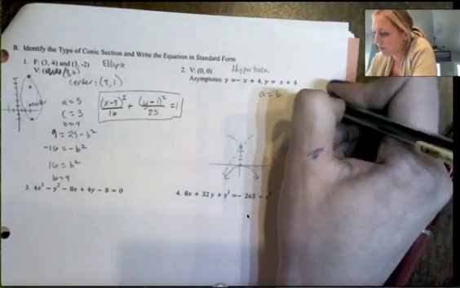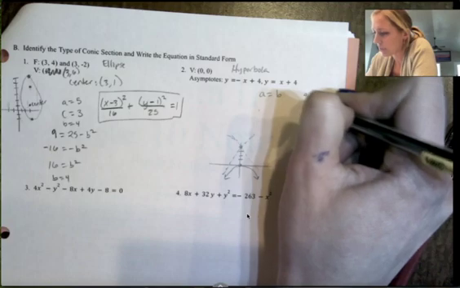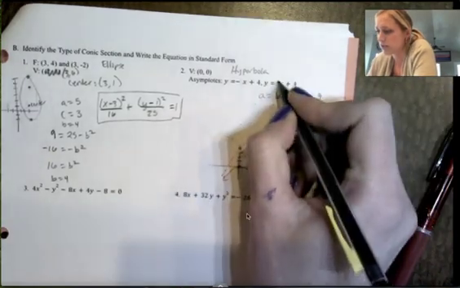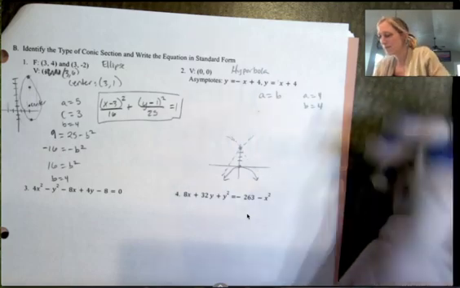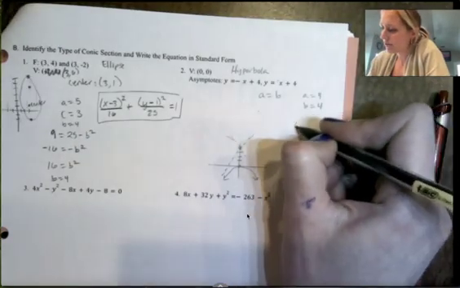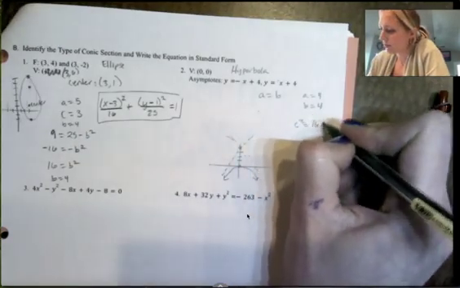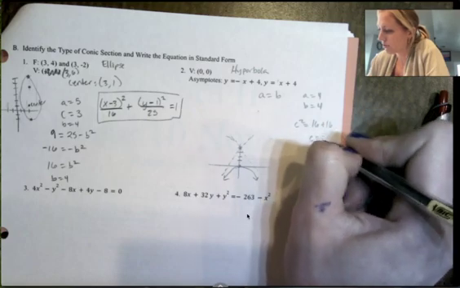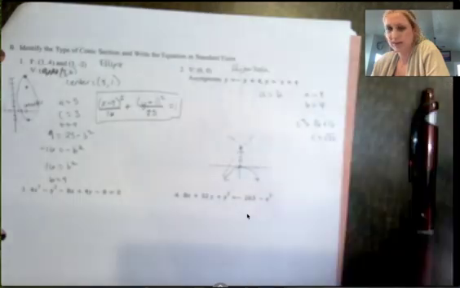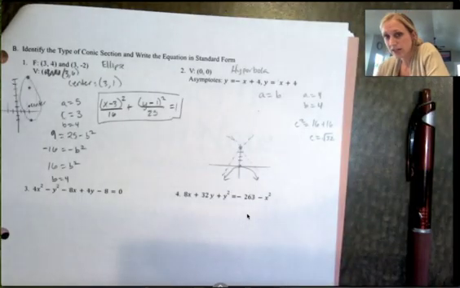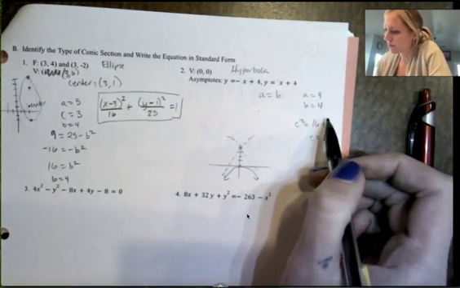So A is equal to 4, which means B is also equal to 4, because we established that if my slope is 1, A and B are the same. Then C squared is equal to A squared plus B squared, so C is equal to the square root of 32. I guess I didn't really need to find that. I would need it if they asked me for the foci. They don't. I just need to write the standard form of the equation.